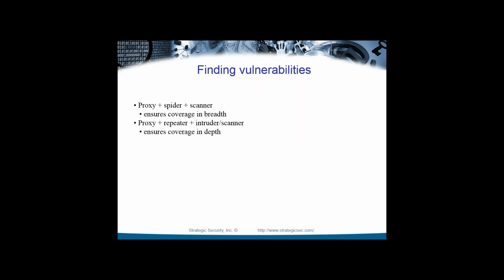So there's really no right way to do it, right? You can proxy, you can spider, and then you can run the scanner. You can proxy, then immediately go through the repeater and then deal with intruder and scanner. Pretty much if you load it up as a proxy, you do repeater, then in-depth scanning, and that's pretty much the whole thing.